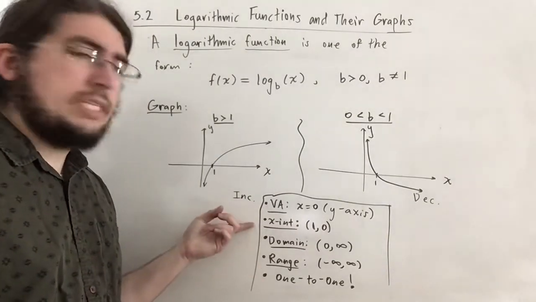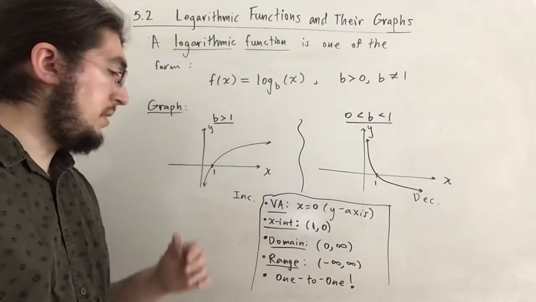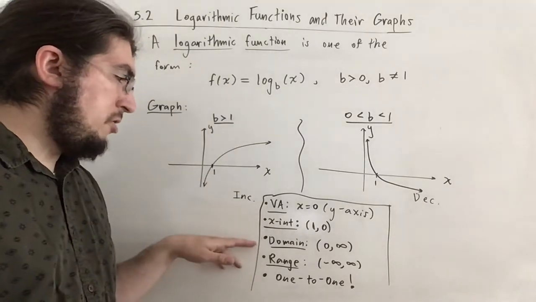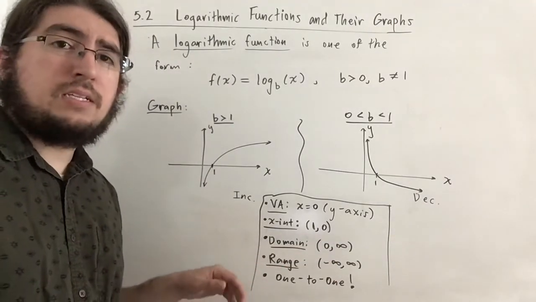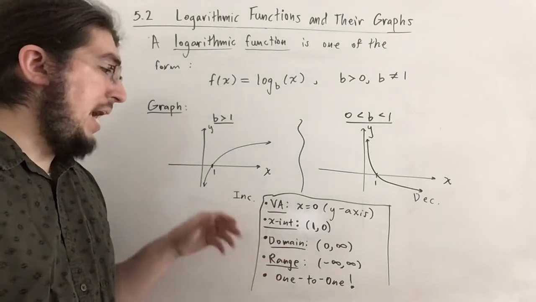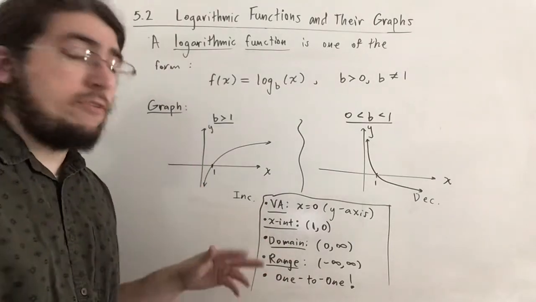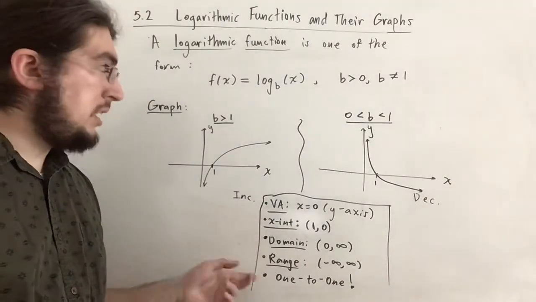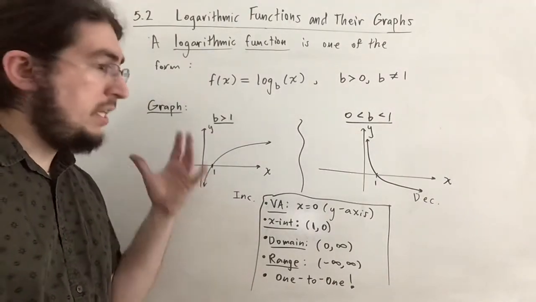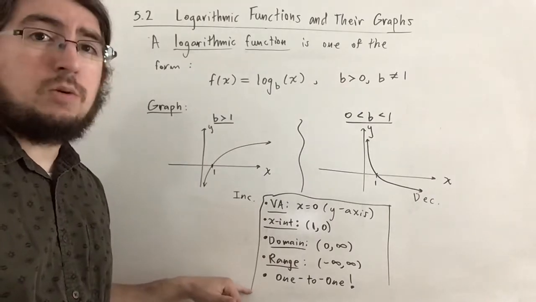So there's an x-intercept at (1, 0) instead of a y-intercept at (0, 1). And the domain here is 0 to infinity. The range is negative infinity to infinity. If you look at 5.1 for the exponential function, the domain and range were flipped. And just like the exponential function, logarithmic functions are also one-to-one.